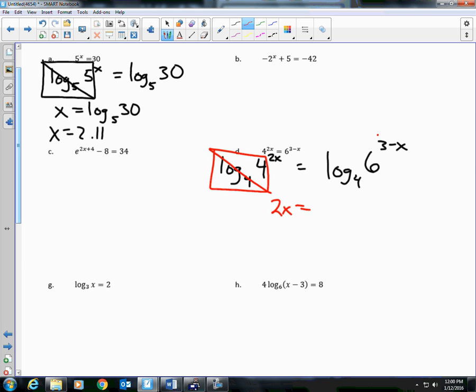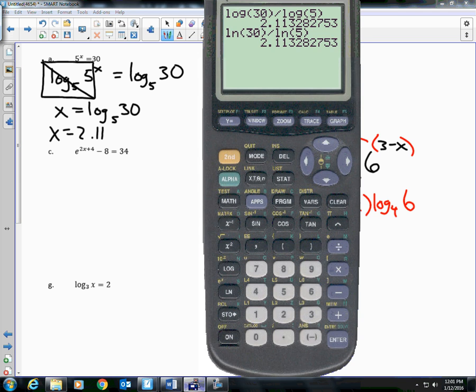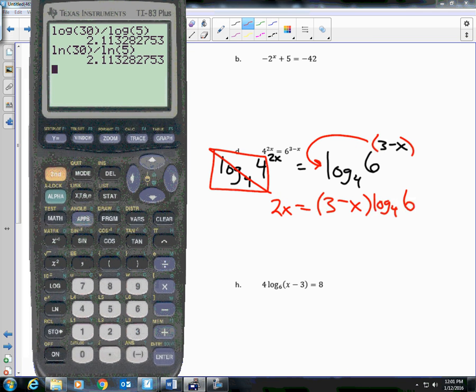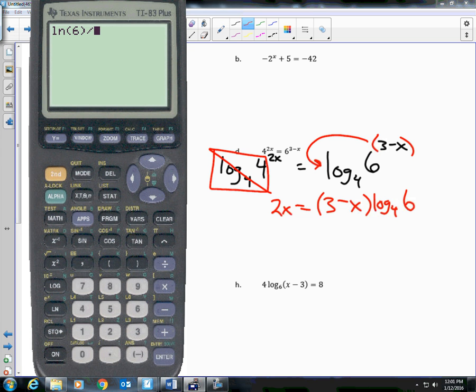Taking the 3 minus x, we'll drop it right in front. 3 minus x times the log base 4 of 6. Log base 4 of 6 is just a decimal, right? So I'll figure out what it is. Log of 6 divided by log of 4. Now, either natural log over natural log or log over log works, but they have to have the same base.